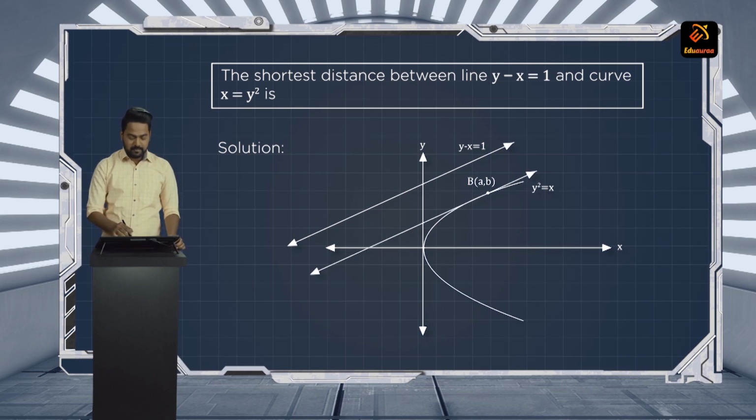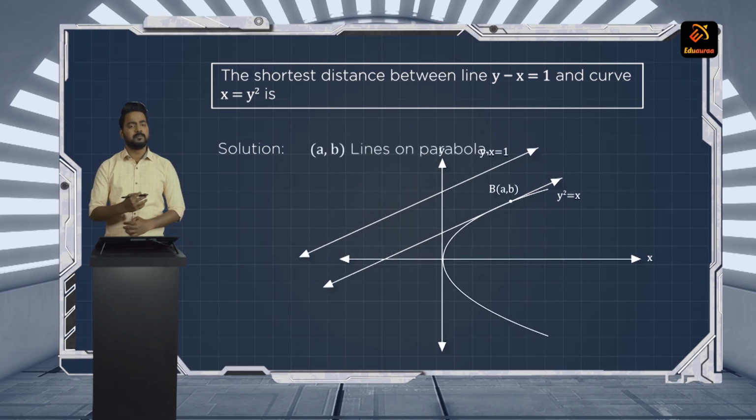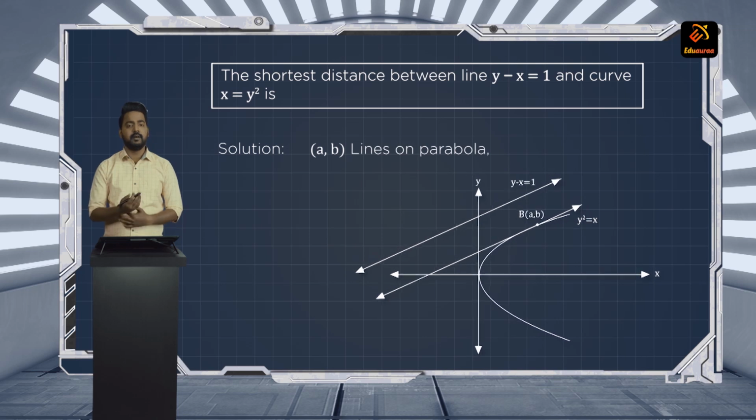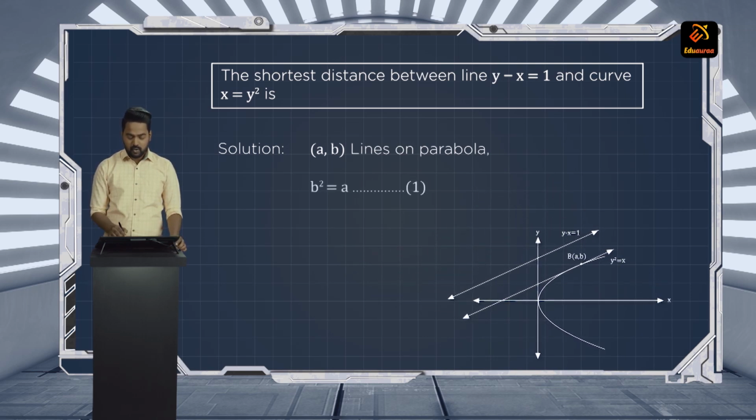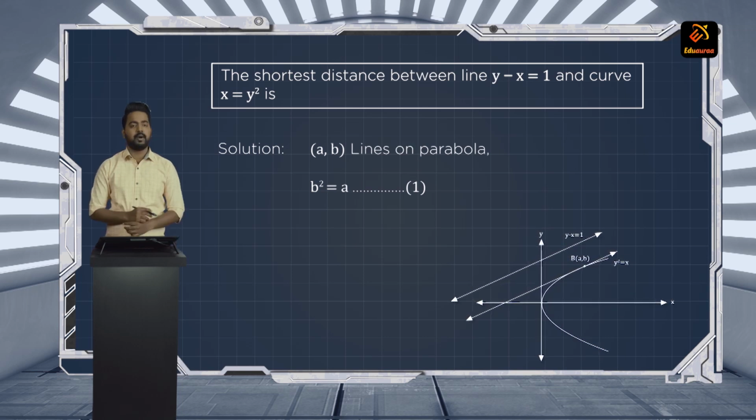So we'll make a line parallel to the line y minus x equal to 1 from the point a comma b. That line will be the tangent to the curve y square equal to x. Now I know this point P a comma b lies on the parabola, then it must satisfy the equation of parabola. So b square is equal to a. Take this as equation number 1.